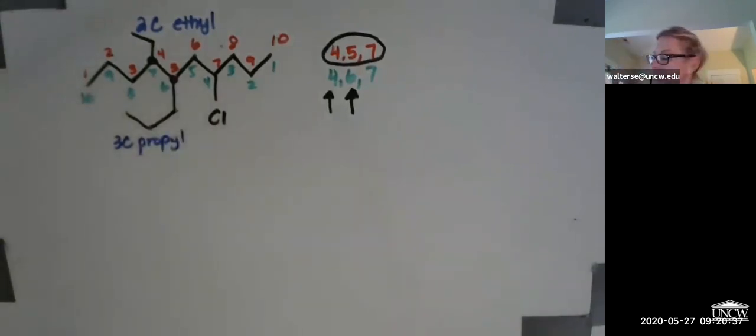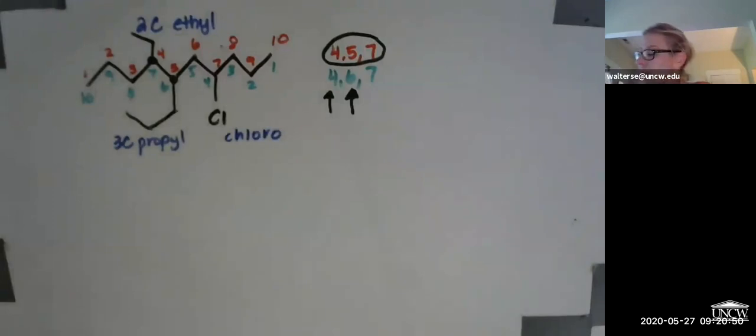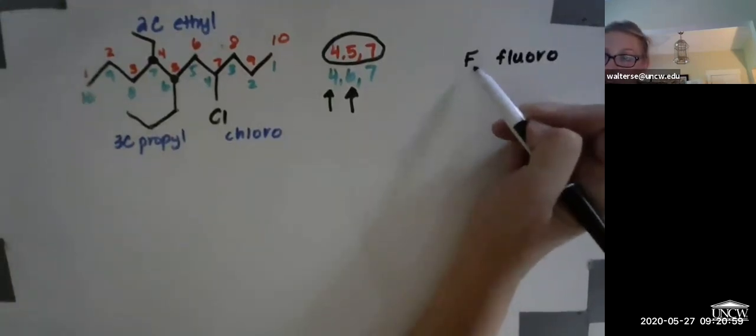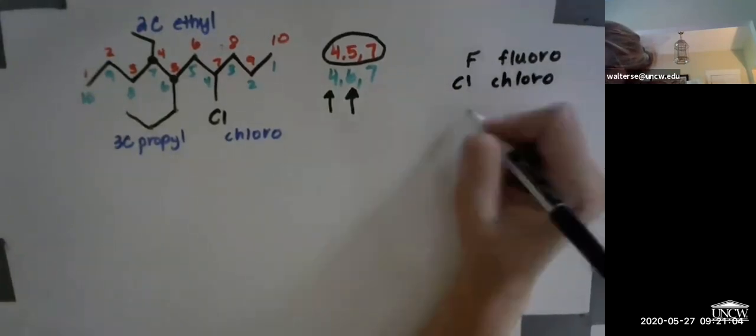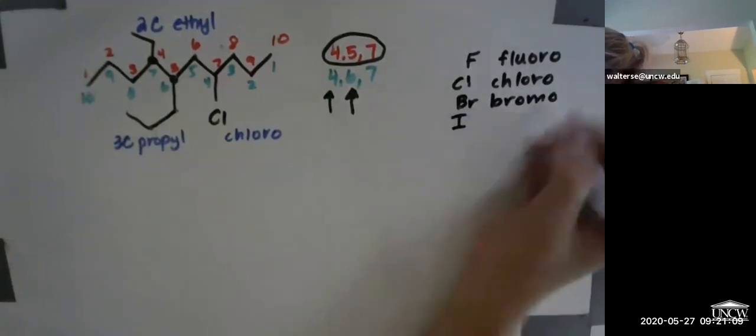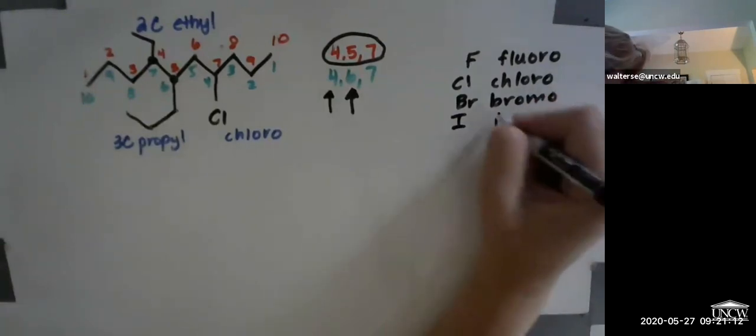And then on carbon 7, you have a chlorine, but when it's on an alkane, you call it a chloro. So if you have your halogens on your molecule, that would be fluoro. Don't add an L there, not FL, that's Florida. F, fluoro, chloro, bromo, and then the one that's weird, it's weird to write and it's weird to say, it's called iodo.